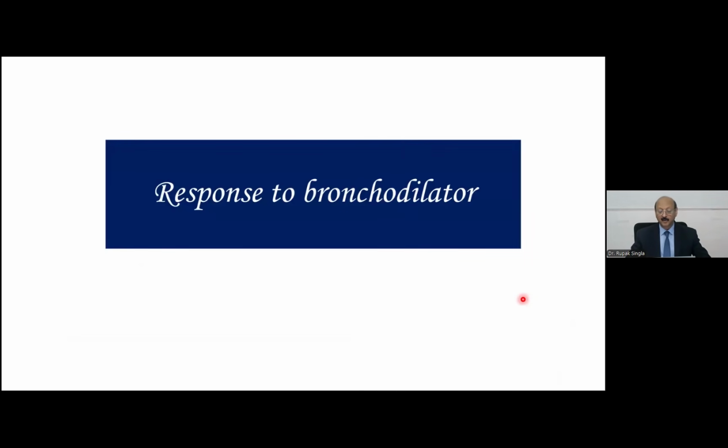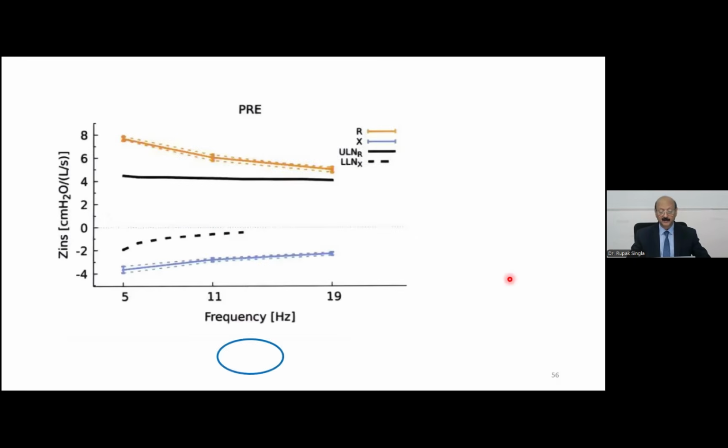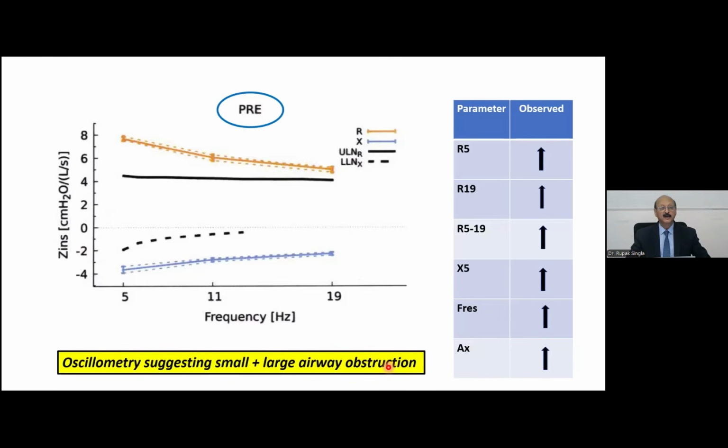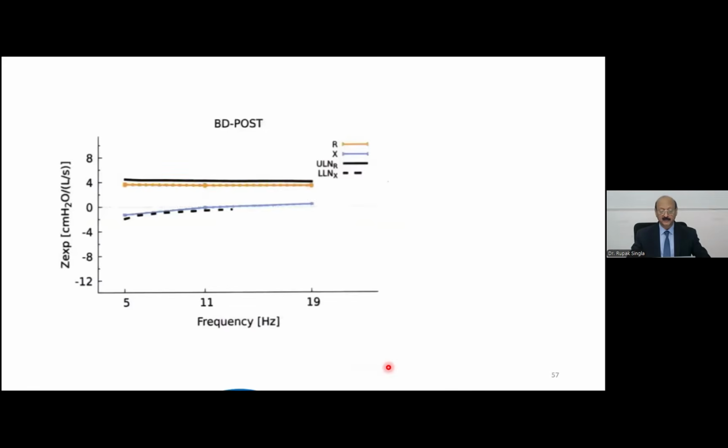Let us see the response to bronchodilator in cases of oscillometry. So this is pre-bronchodilator. R5 you find is increased, R19 is also high, and R5 minus R19 is increased. So that's what you have for the resistance. And coming to the reactance part, you find the X5 is more negative, F rest will be somewhere here increased, and the area of reactance is also increased. So as we have discussed, when all the parameters are increased, this is suggestive of small and large airway obstruction.